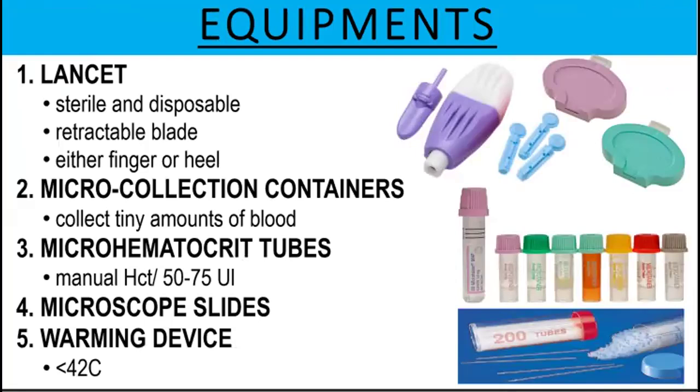The following are the equipment needed for capillary puncture. First is the lancet. We have an automatic one and we also have a manual one. In your laboratory, we will practice using the manual one so you know how to control the puncturing of the puncture site. The automatic type is retractable. We have lancets specific only for finger puncture and lancets specific only for heel puncture. So we need to be careful in choosing our lancets, depending on the age of our pediatric patients.